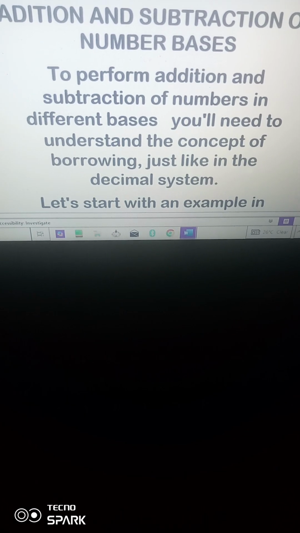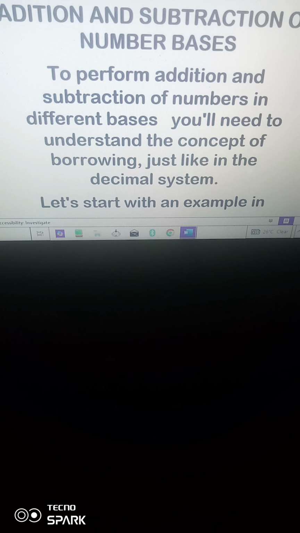Now, to know addition and subtraction of bases, you have to master that representation. There are some questions that you will face that you don't need calculation. Just the mastery of that representation, you arrive at the answer. Now, addition and subtraction of number bases.